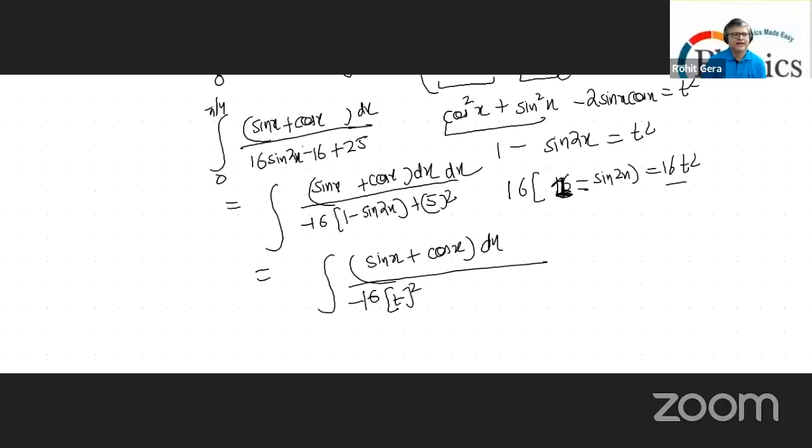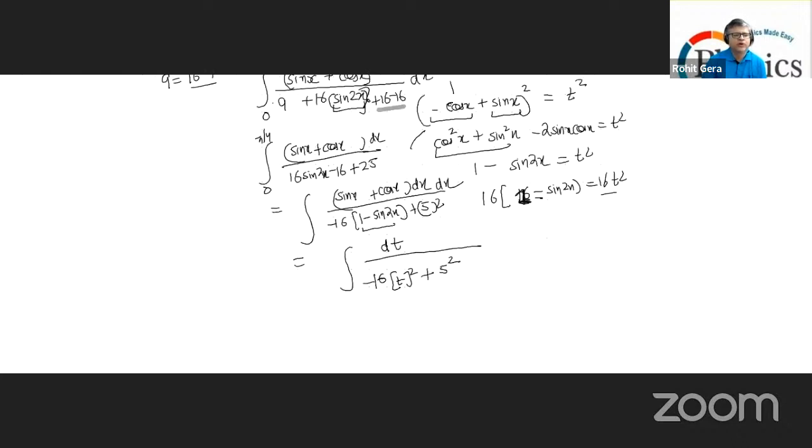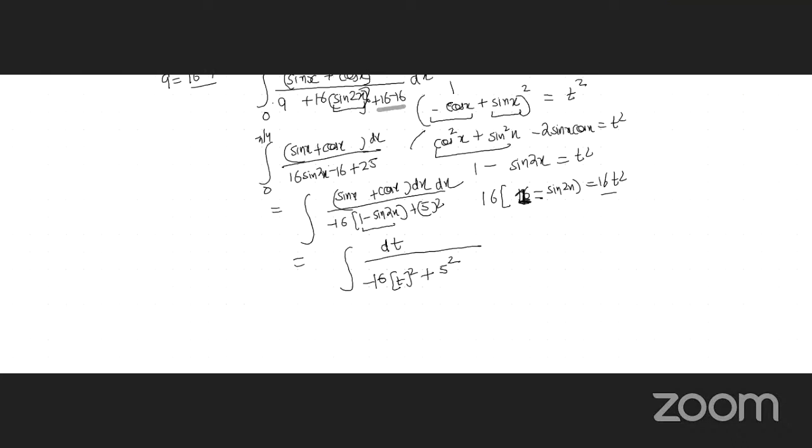And this is the derivative. So I can also rewrite this whole thing as a dt. And this is a dt. And this is minus 16t square plus 5 square. So this was written as this, minus cos x plus sin x whole square. This term, 1 minus sine 2x, was written like this.